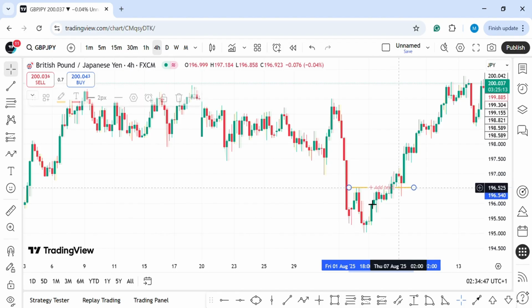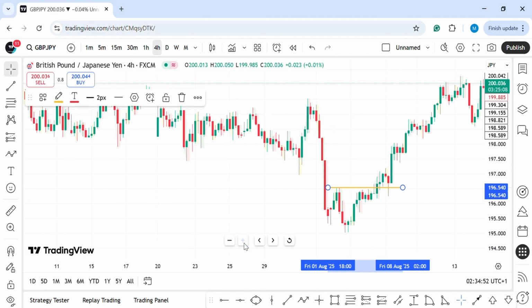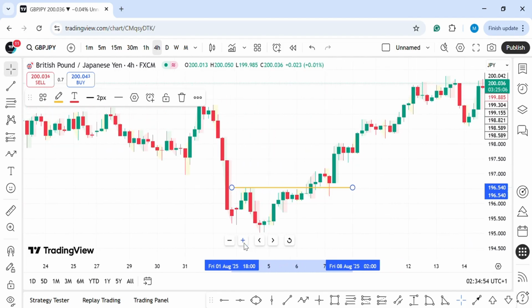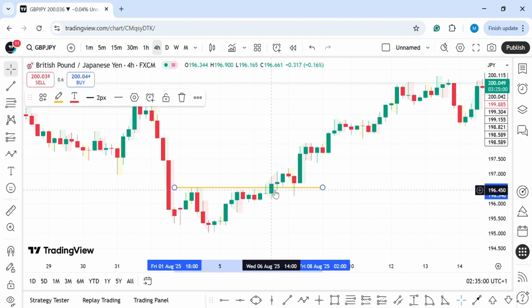You can see it's on the wick here. Let me zoom in so that you see it. You can see it clearly now. This candle is the candle that broke with a full body. You can see this one tried to break, but it broke with a wick. These are not breaks of structure. So wait for it to break with a full body.